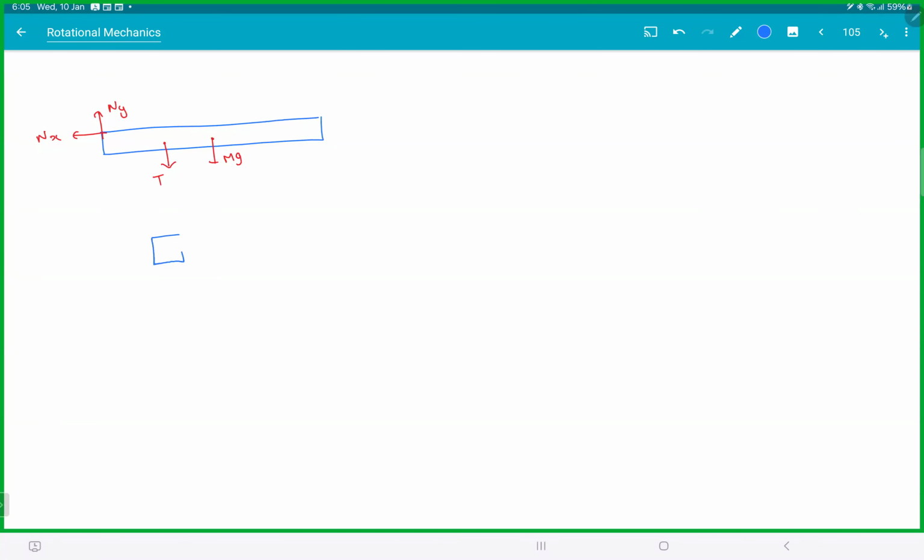Who told you T is equal to mg? You are assuming the block is at rest. T will be mg if the block is at rest, so the FBD would be tension and mg. You can't take T equal to mg. T equals mg only if the system is at rest. If the rod is moving down, how will T be equal to mg? This is one of the common mistakes people make. They take it as mg here. So be careful with that.